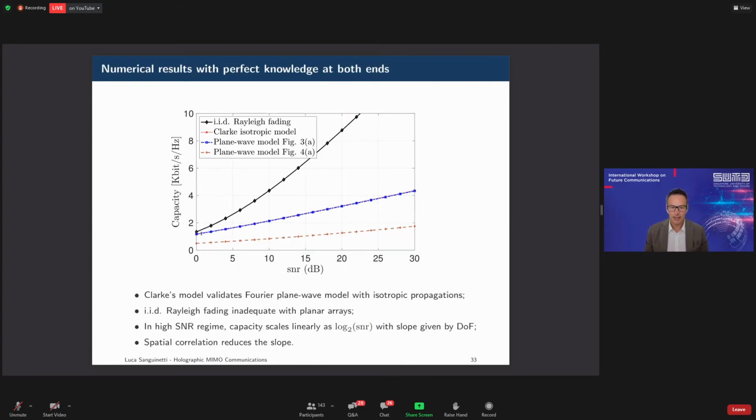Just to give you some numerical results, if you use the model for evaluating the capacity of the system as a function of the SNR, this is what you get. By using the plane wave model, under isotropic propagation conditions, we see a perfect match with the Clarke model, which is exact but derived by using different tools. If you have non-isotropic propagation conditions, the capacity reduces because of the spatial correlation in the system. And once again, if you use the uncorrelated Rayleigh fading model, you get much better performance. But as I said, this model is not electromagnetic, not physically meaningful, because any electromagnetic channel model should exhibit correlation in the spatial domain when you have a 2D planar array.